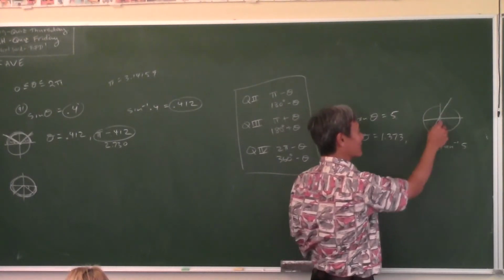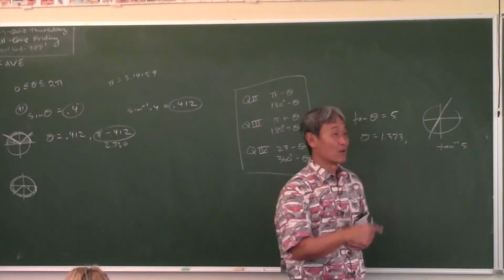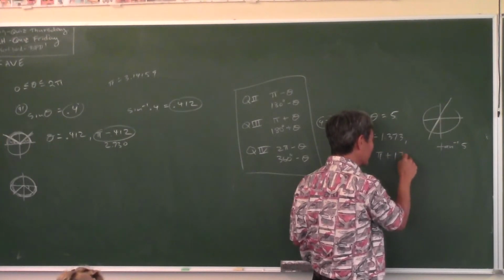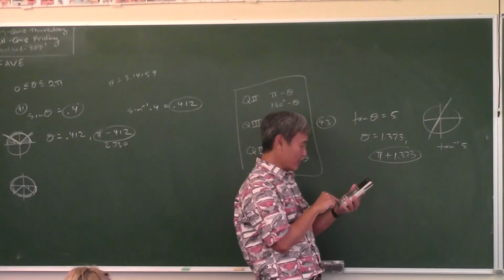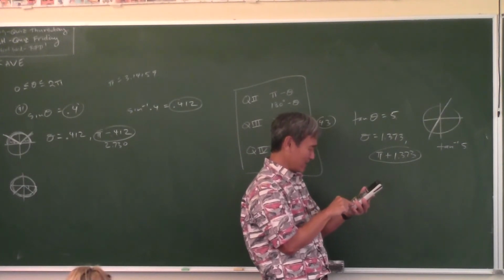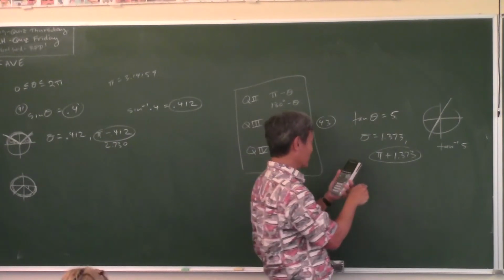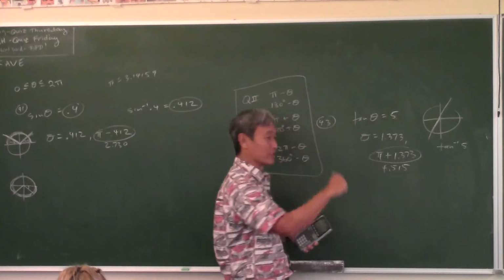So if I know the one in the first quadrant, how do I get the one in the third quadrant? What does it say on this chart here? Pi plus that. So you go pi plus 1.373, and then you punch that in your calculator. So 3.14159 plus 1.373, and you get 4.515. Boom! Those are your 2 answers.